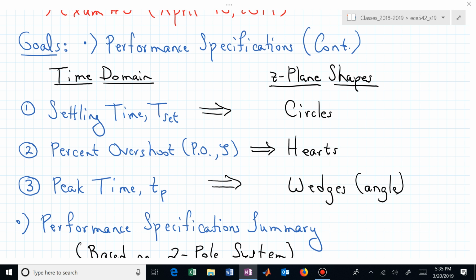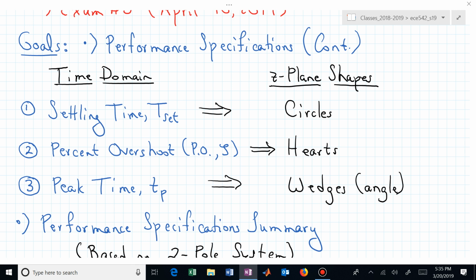We'll see how those arise today, and the peak time, you could think of those as being an angle that the dominant poles live on, or maybe wedges if we're talking shapes. Maybe an angle isn't a shape. So I said, let's make these all shapes. Now we have a wedge. And if you think of that wedge getting steeper, that's a bigger angle.